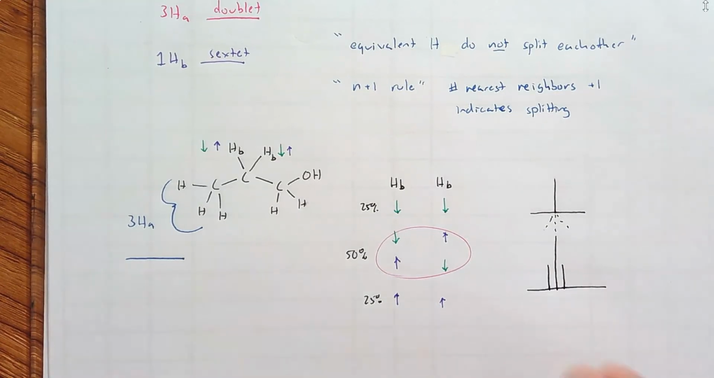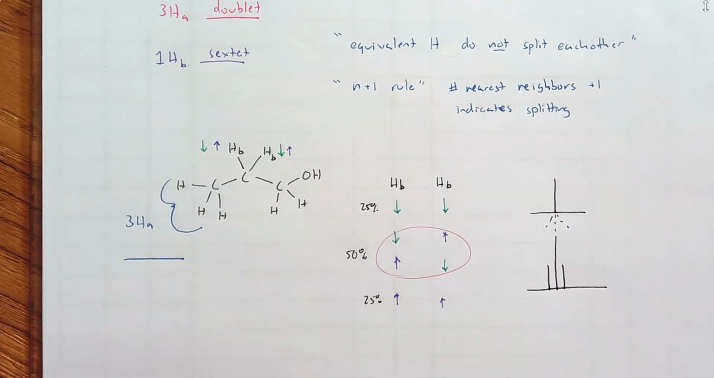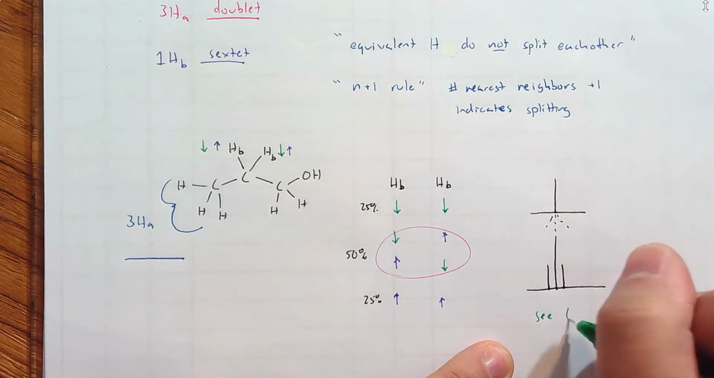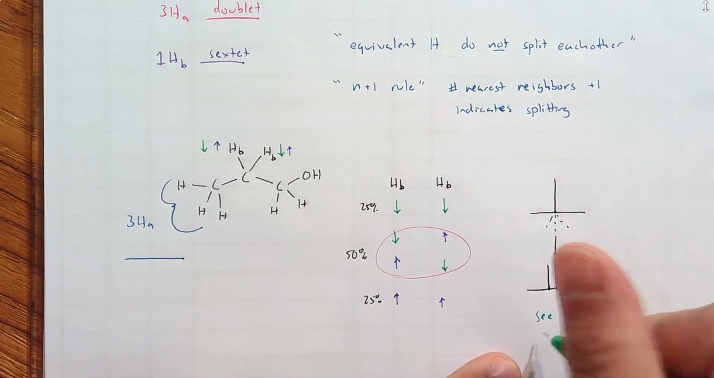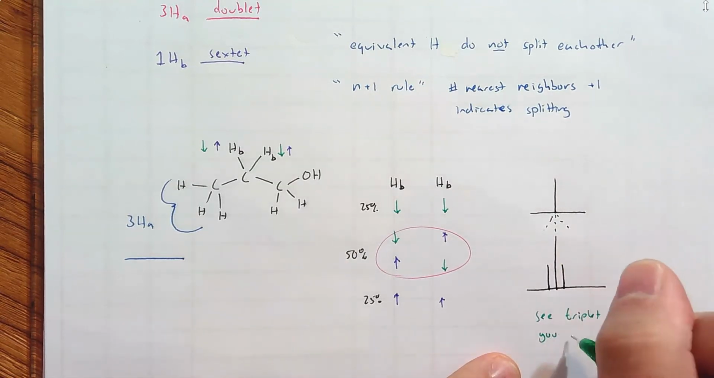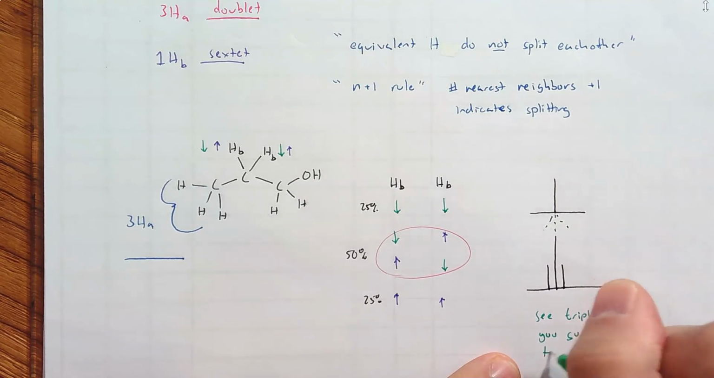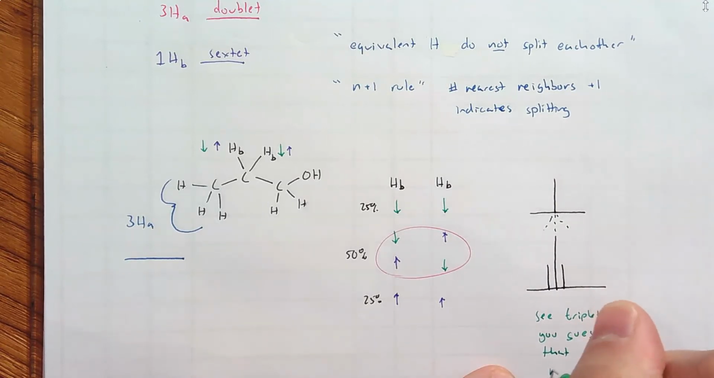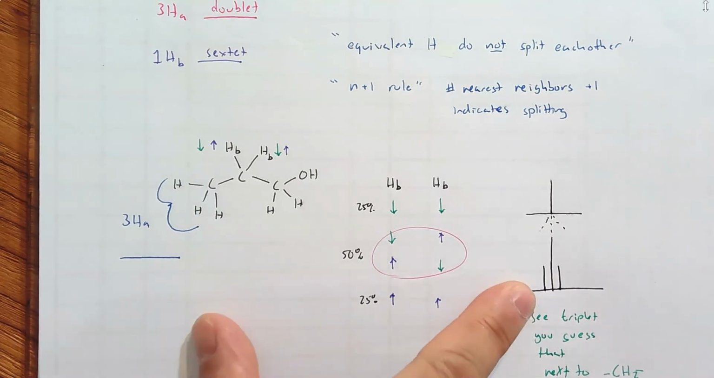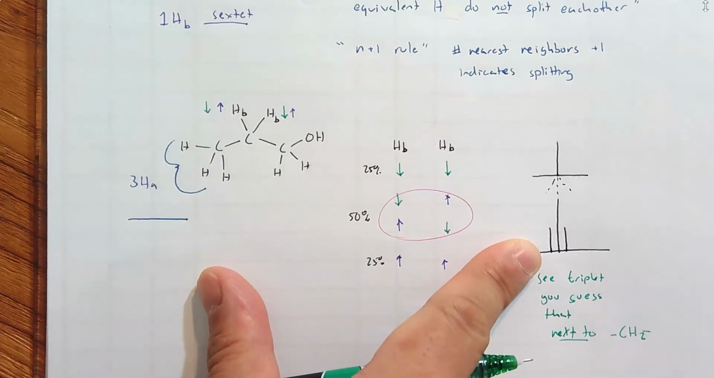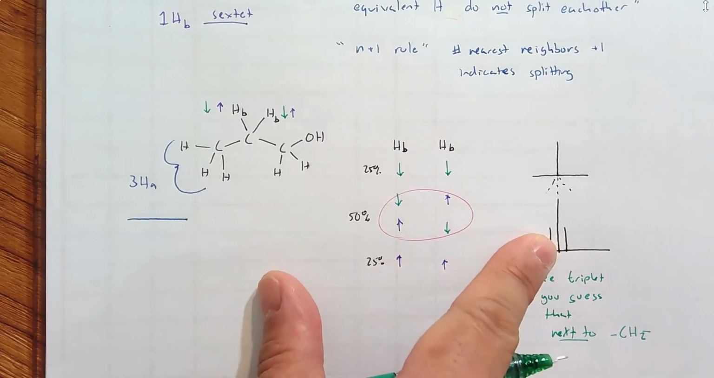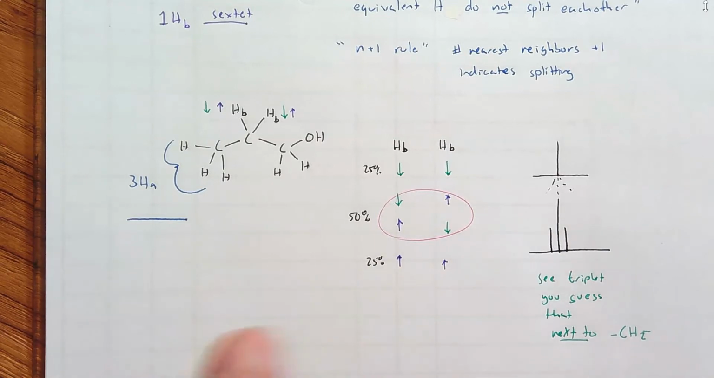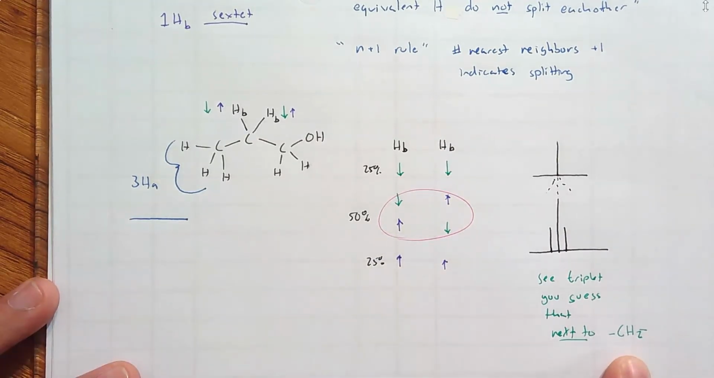This is beautiful because if you see a triplet, you know, or you can guess, that it's next to a CH2 group. I'm not saying that this signal is a CH2 group. I'm saying this signal represents protons that are next to it, because these are the neighbors. These are neighbors. Okay.